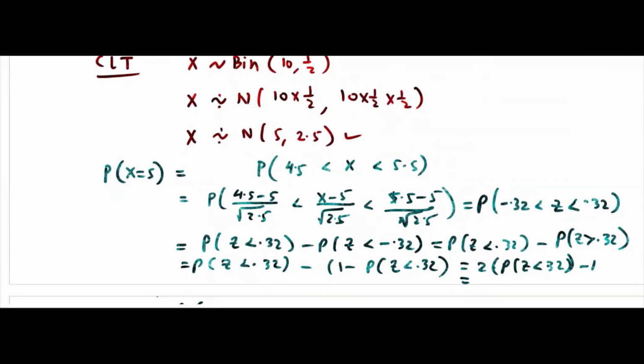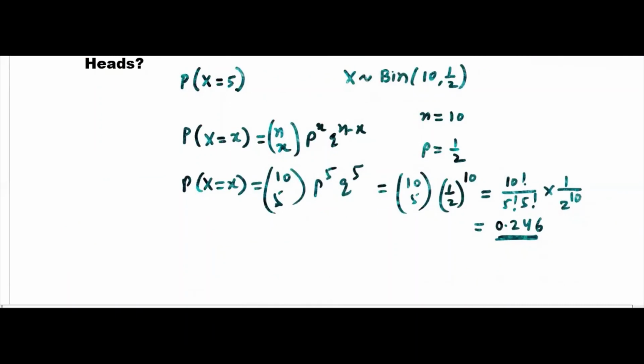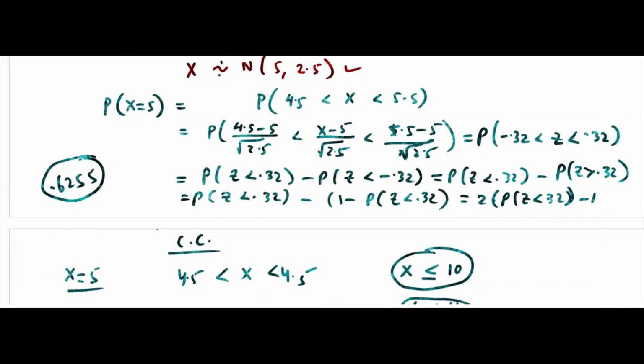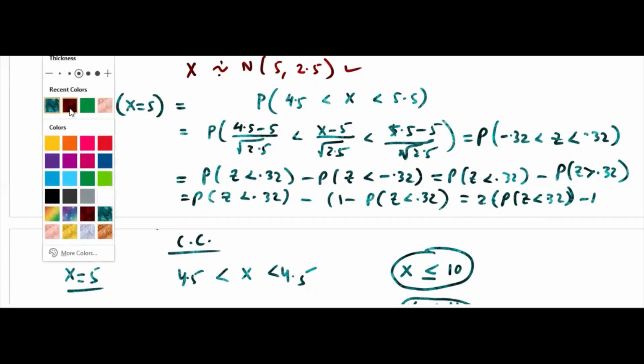Okay, sir. Yeah, that is 0.6255. I already found it. 0.6255 is the answer. This is 0.246. Is it correct? Maybe I was not correct. So what is the answer here? 0.2514, sir. Okay, 0.2514.